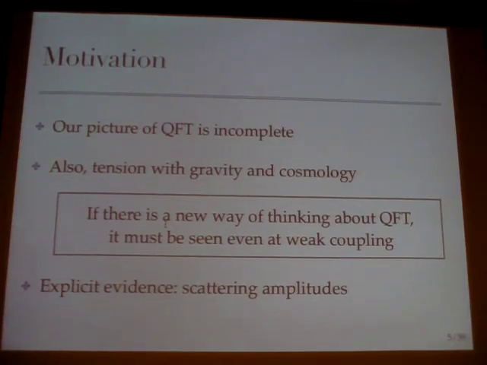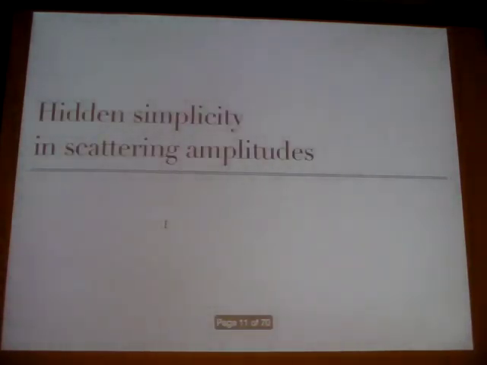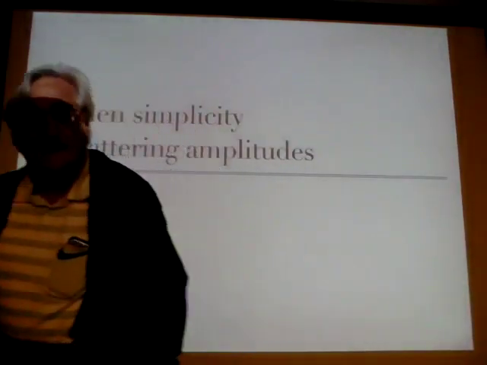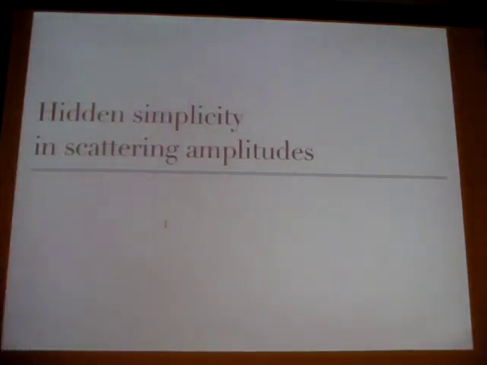But if there is such an understanding, some new picture of what quantum field theory is, we should see its implication already at weak coupling, where the Feynman diagrams and perturbative expansion work. And there has been explicit evidence for that in the case of scattering amplitudes. So that's what I want to talk about. And in the early days, this evidence was seen in some unexpected simplicity of final results in comparison with the results in intermediate steps.